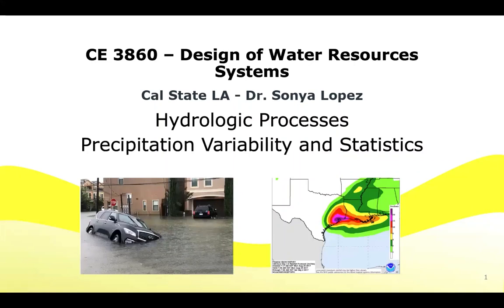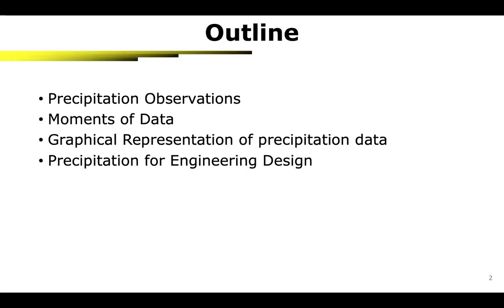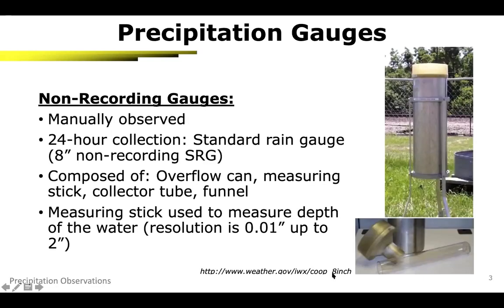Everyone. So we're actually going to talk about precipitation variability and statistics in this instructional video. So the outline is we're going to focus on precipitation observations, moments of data, graphical representations of precipitation data, as well as precipitation for engineering design. So on the bottom left, if you want to follow along, I have where we are in the presentation.